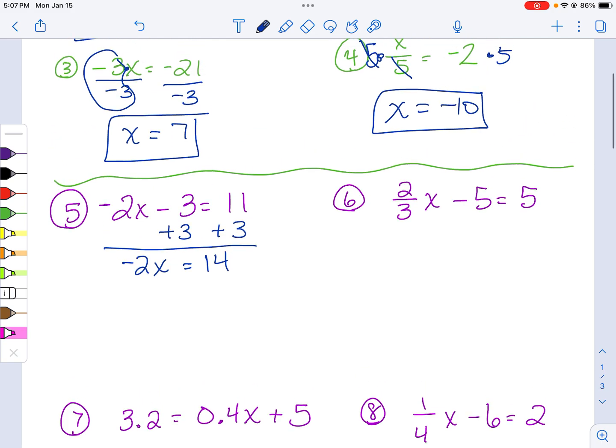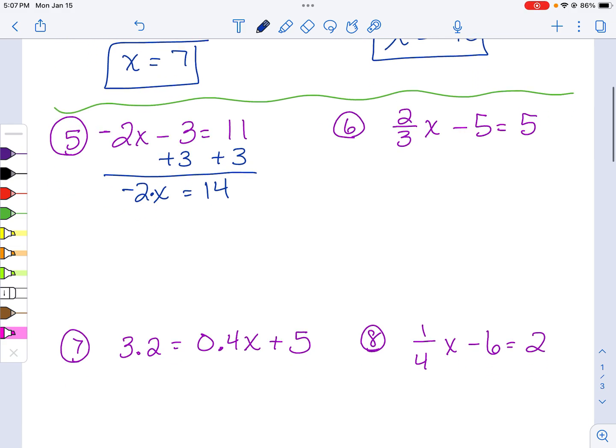Now, the nice thing is, now this looks just like number 3 that we just did. The only difference is I have a multiplication sign, but I have a negative 2 in front. So the opposite of multiply is divide. So I'm going to divide both sides by negative 2. And this one gives me x equals 14 divided by 2 is a negative 7. Now, sometimes you will get decimals as answers. Sometimes you'll get whole numbers as answers. That's okay.